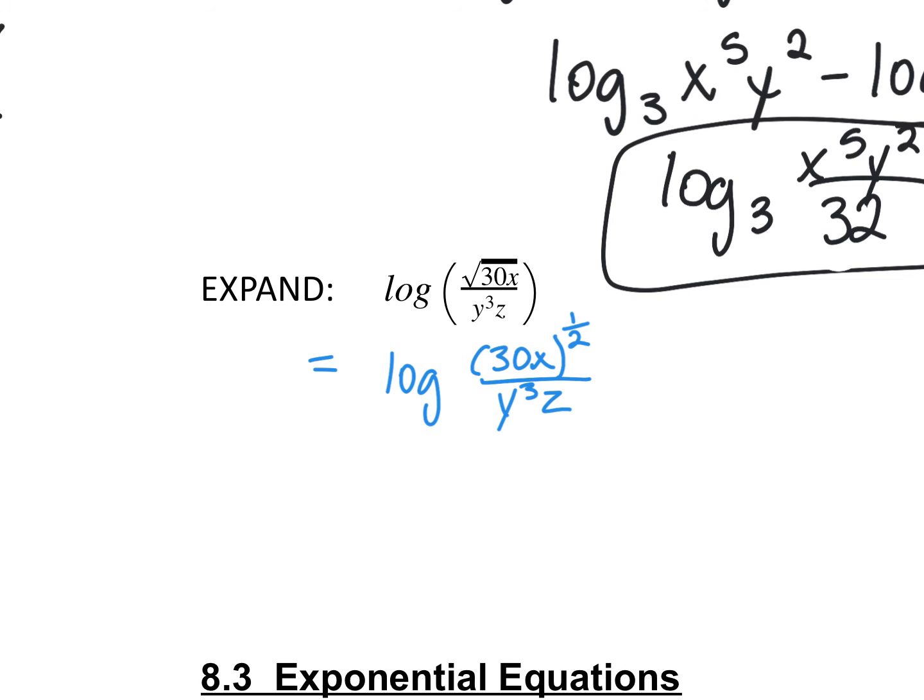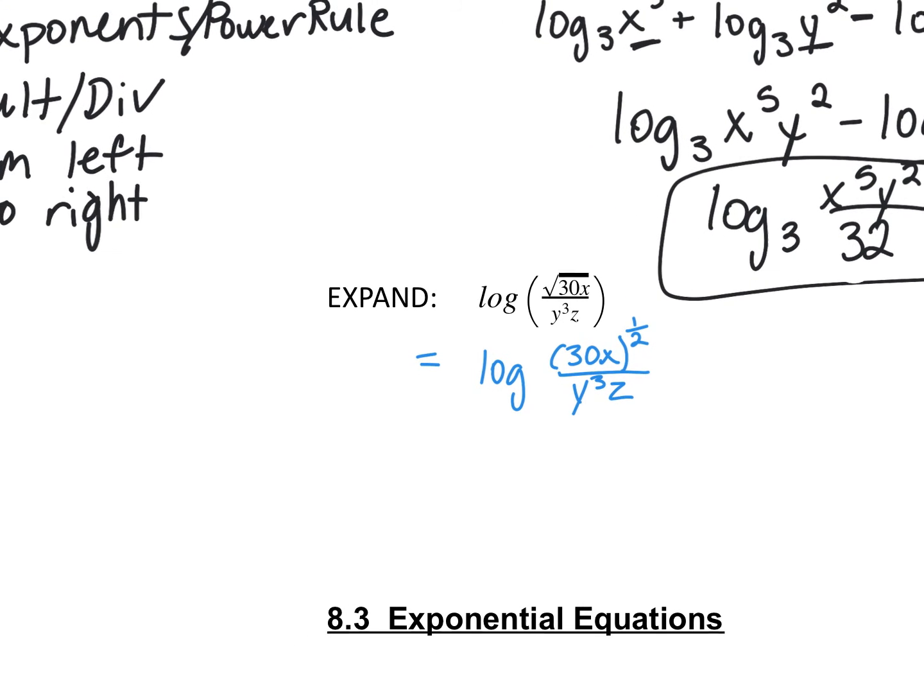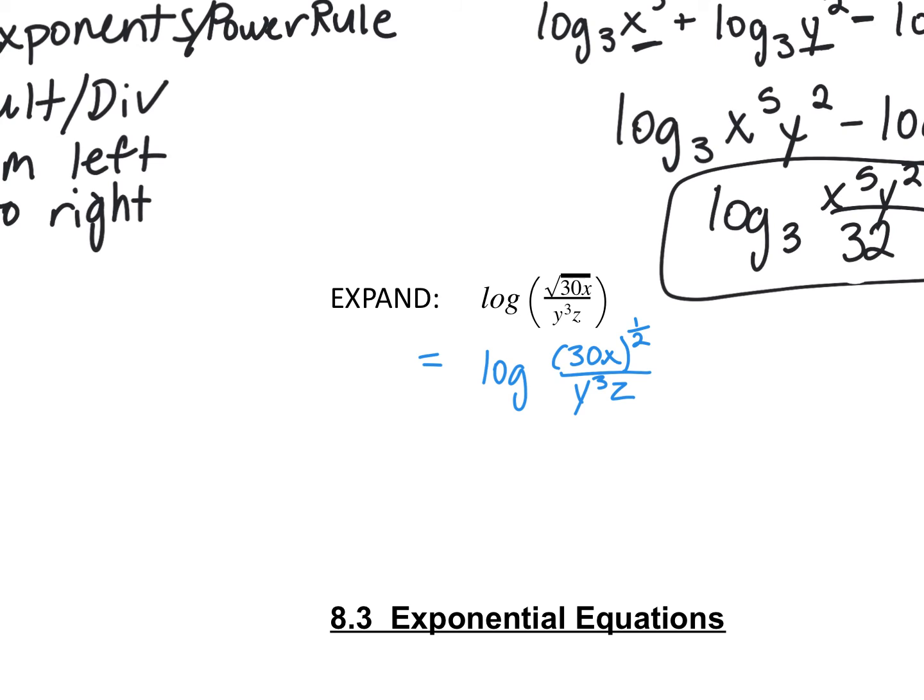Okay, so when we're expanding, the first thing we want to do, we do have parentheses here. So if we wanted to, we could distribute this power, right? However, with expanding, what we're going to find out is that we kind of want to go in reverse order here. So, do we see multiplication or division happening? Division, okay, so we're going to go ahead and separate these.